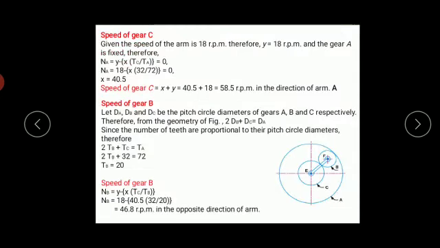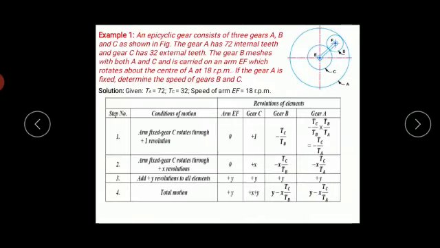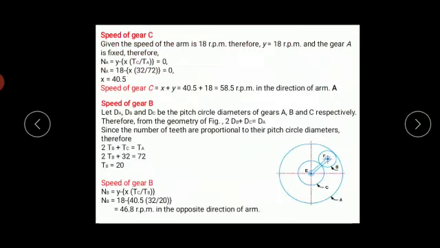So let us find the speed of gear C. We know that the speed of arm is 18 rpm, and gear A is being fixed. So if gear A is being fixed, this value will be equal to 0. Therefore NA has to be equal to 0. Substitute the given conditions there: y 18, Tc 32, Ta 72, and x turns out to be 40.5 rpm.